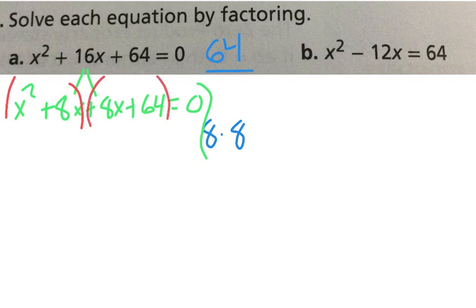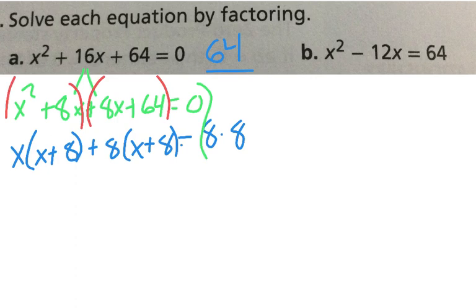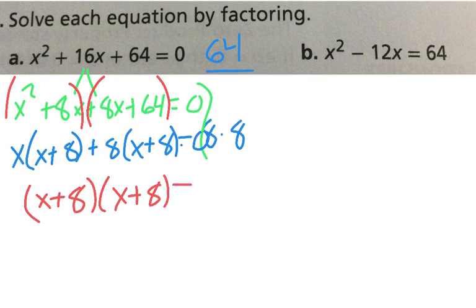Now when I have 4 terms, I'm going to group the first 2 and group the last 2. If I group the first 2, the GCF is x. That leaves me with x plus 8. The GCF of the last two is 8. That leaves me with x plus 8 equals 0. Do my parentheses match? Yes. So this factors to be what's in front of the parentheses, x plus 8, times the matching parenthesis, x plus 8.